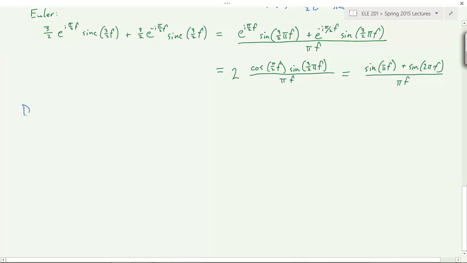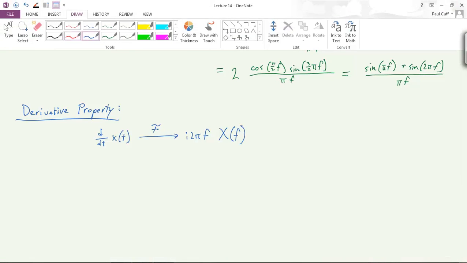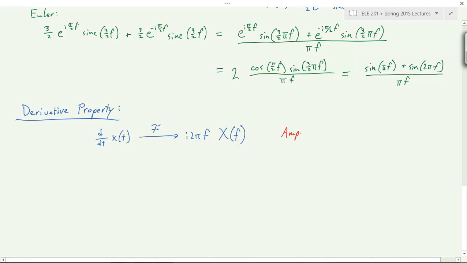Let's look at the derivative property. This we barely discussed in lecture, but you did have a problem in one of your problem sets that asked you to use this derivative property. So let's revisit this. It says that if you take the Fourier transform of the derivative of x of t, you get i2 pi f times the Fourier transform of x. What this does is it means that the derivative simply amplifies higher frequencies. That's exactly what a derivative does.